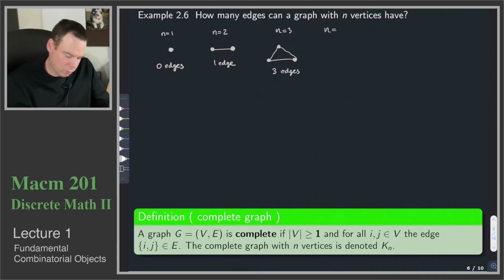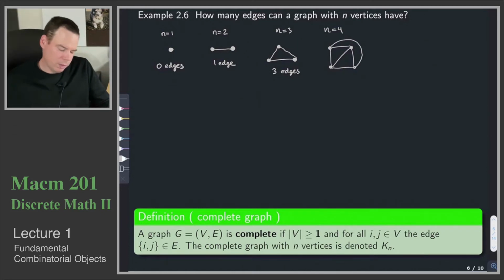How about if n equals 4? So there's our 4 vertices. We could have 1 edge, 2 edges, 3 edges, 4 edges. But I can also connect these diagonal ones with an edge. That's 5 edges. And I can connect these ones by an edge. That's 6 edges.